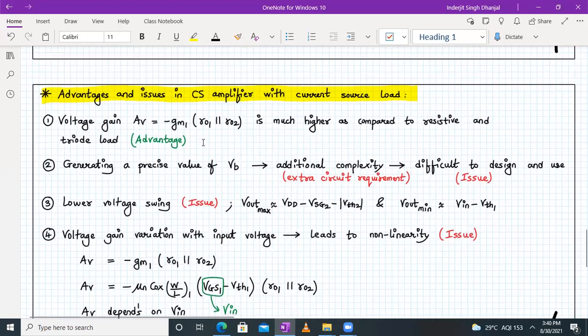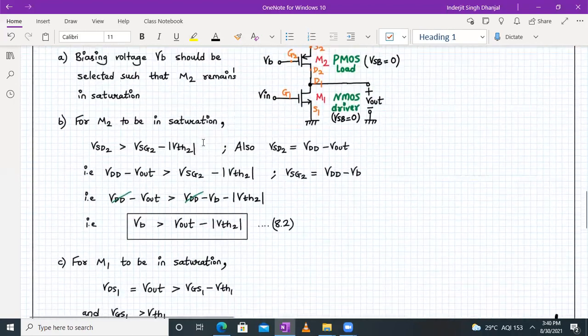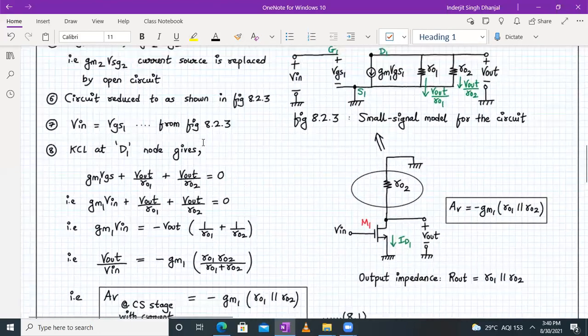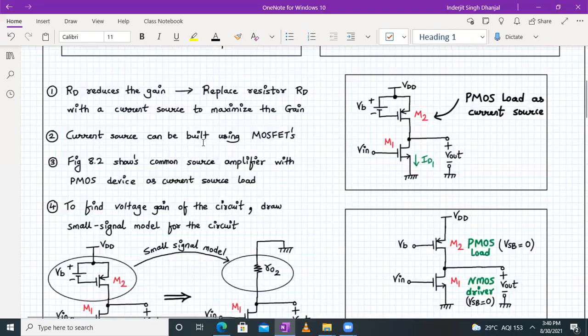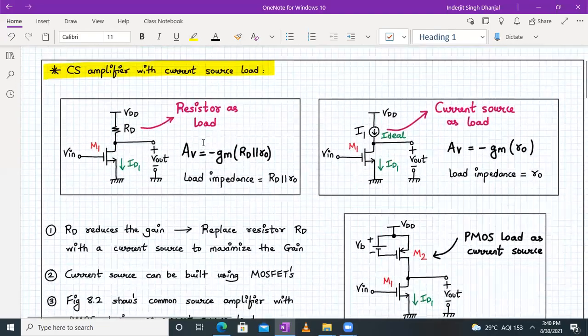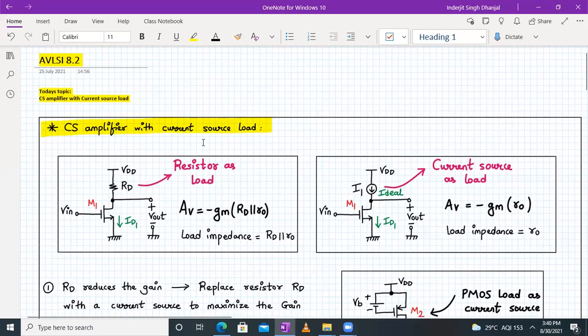Okay, so today we have discussed the common source amplifier with current source load. We have first of all derived the voltage gain by analytical method, and then by a shortcut technique for a common source amplifier with a PMOS as a current source. So that's all for this session. Next time we will begin with solving some numericals on the same topic.